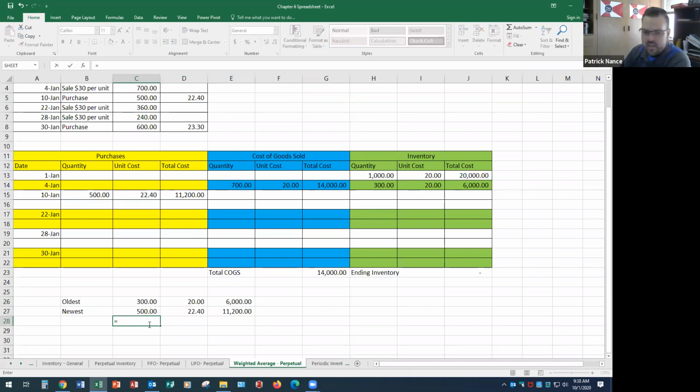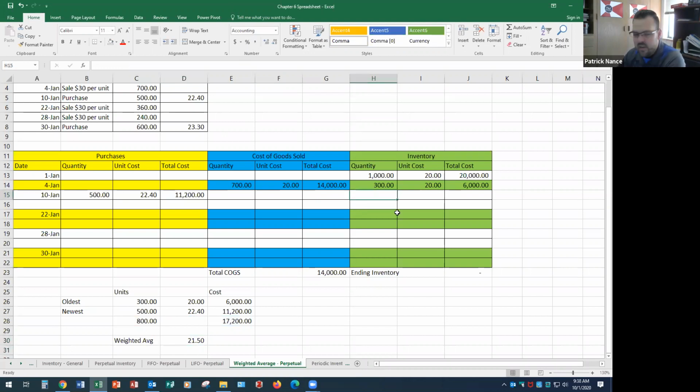So here's all the inventory that I have. To run an average, all I need to do is add up the total units, add up the total cost, and then divide the two numbers. So my weighted average cost for these 800 units is going to be $17,200 divided by 800, which gets me $21.50. So over here, I can now just simply put 800 units at 21.5, and multiply that and get 17.2.